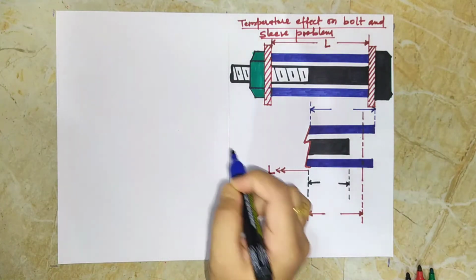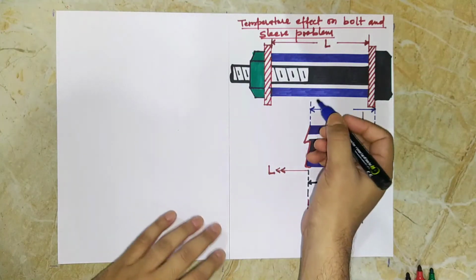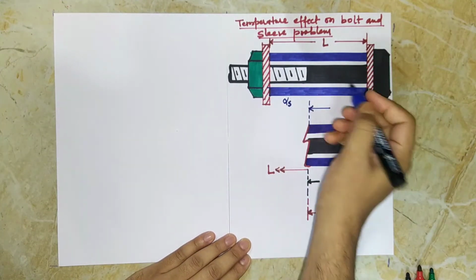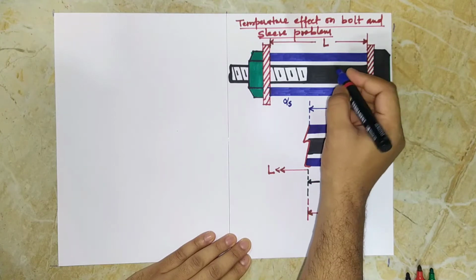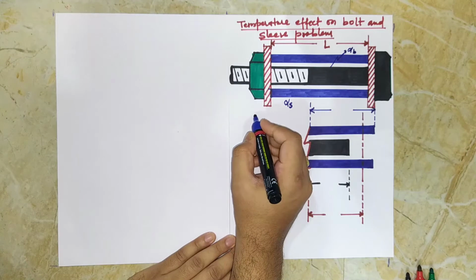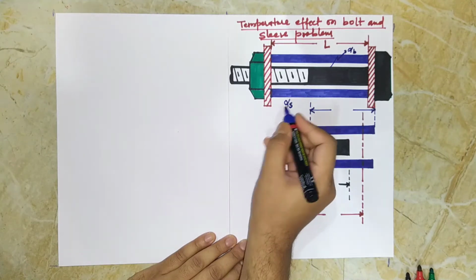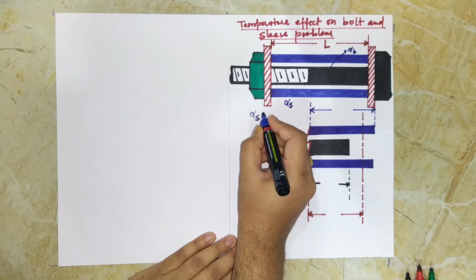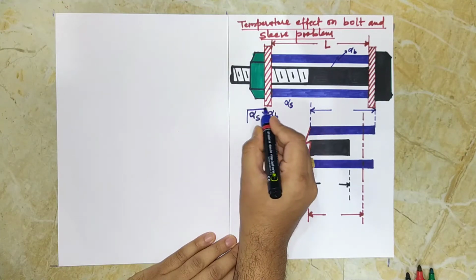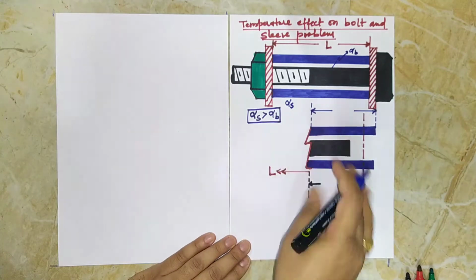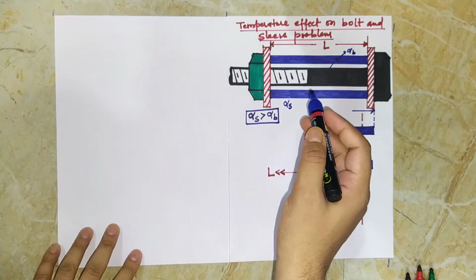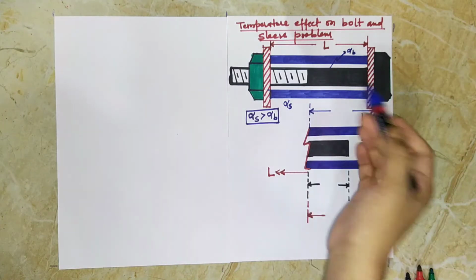Now let us analyze the situation. Here we have the sleeve which has the thermal coefficient of expansion as alpha S, and the bolt which has the thermal coefficient of expansion as alpha B. It is given in the problem that alpha sleeve is greater than alpha B. That means the thermal coefficient of expansion of the sleeve is more than that of the bolt, which will mean that when subjected to the same temperature change, the sleeve will expand more than the bolt.